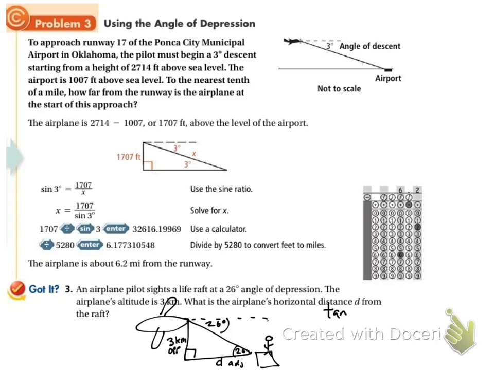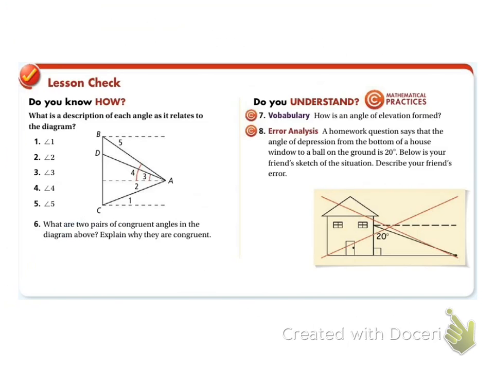So the tangent of 26 is equal to opposite, so the 3, over our adjacent D. So I'm going to multiply both sides by D. So I get D tangent 26 equals 3. And I'll divide both sides by the tangent of 26. So that D is equal to 3 over the tangent of 26. And when I do that on my calculator, I get about 6 point, well, however, they didn't specify. Let's just do 6.2 kilometers. And there you go. There's your homework.